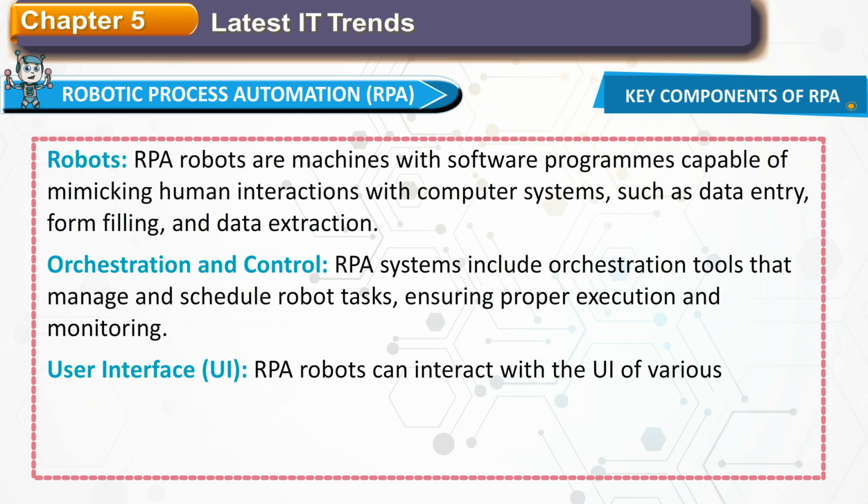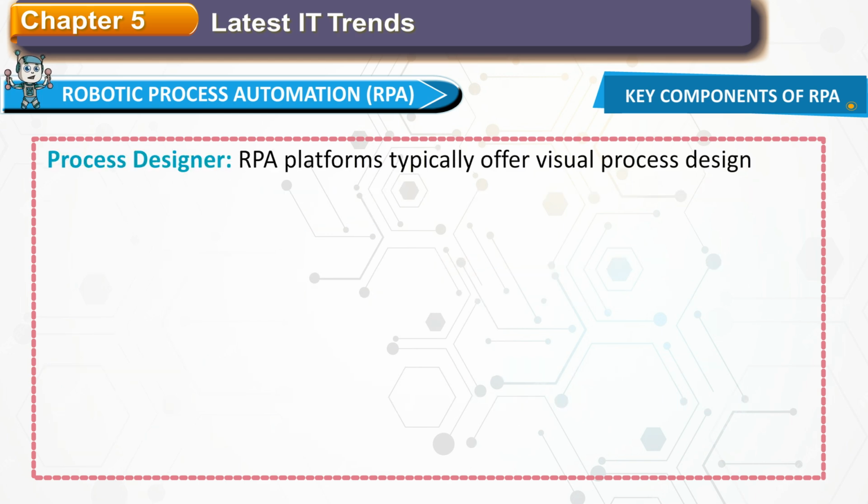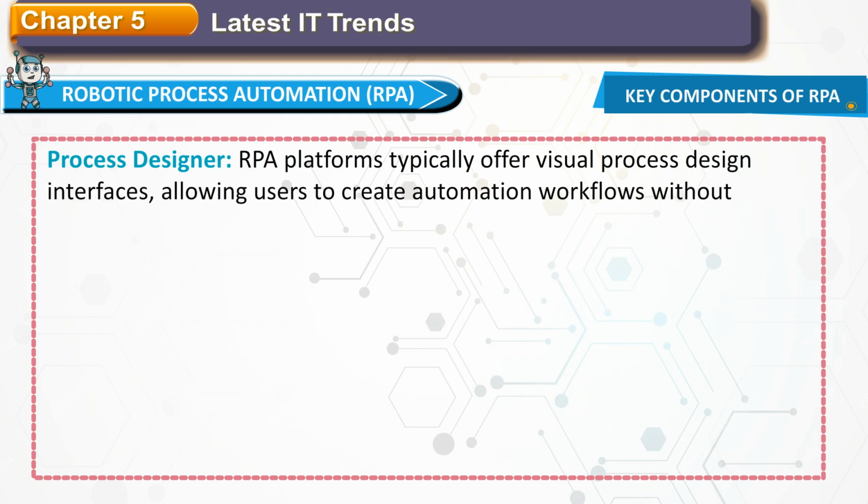User interface, UI. RPA robots can interact with the UI of various applications, just like a human user, enabling them to navigate through software systems seamlessly. Process designer. RPA platforms typically offer visual process design interfaces, allowing users to create automation workflows without extensive coding knowledge.